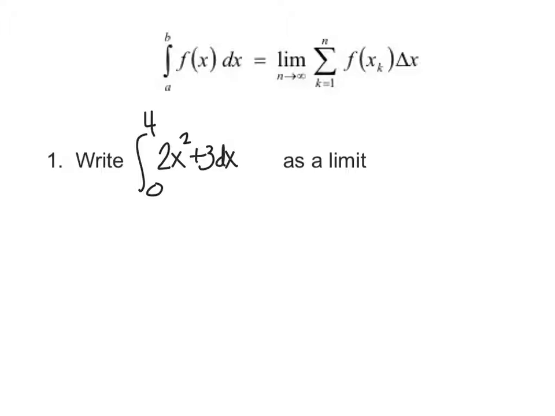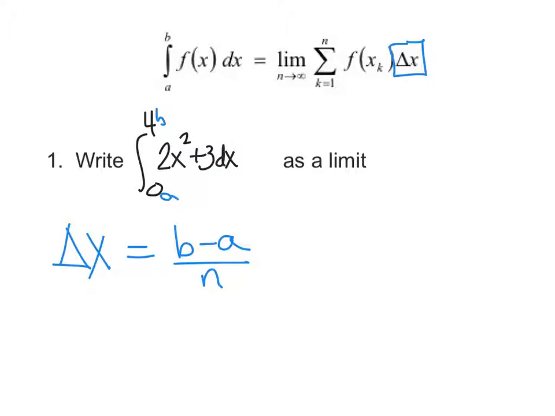So I kind of work backwards because I think this piece is the easiest. The first thing I do is I find delta x. So if you look back in your notes, the formula for delta x is b minus a over n. So here's my a, here's my b, and n is n. So I would say my delta x is equal to 4 minus 0 over n. So my delta x is 4 over n. Fairly simple.